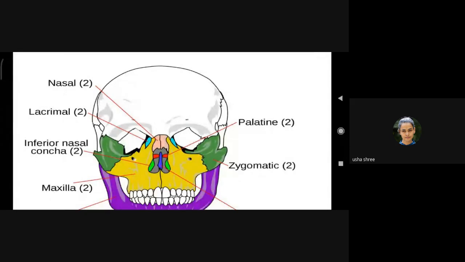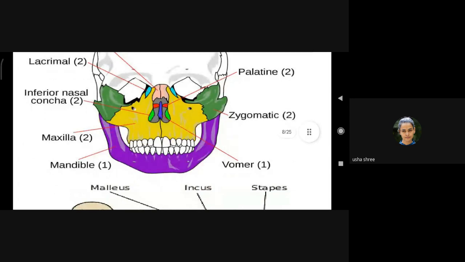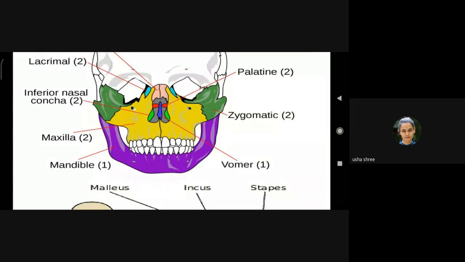And what is left is our mandible. That is one in number, and it is a very big one, which forms our lower jaw. So our jaws are made up of three bones. First one is mandible, the lower jaw, and the upper jaw is made up of two bones. Those are maxilla.